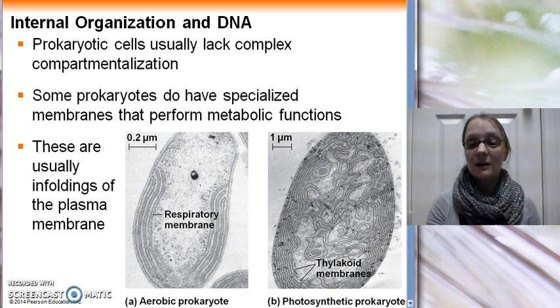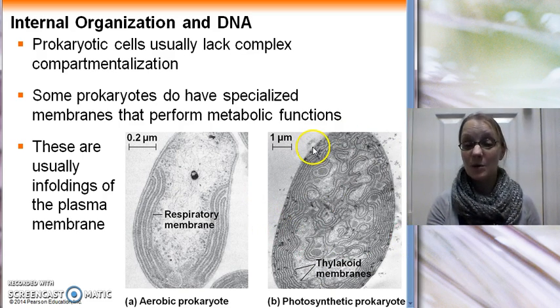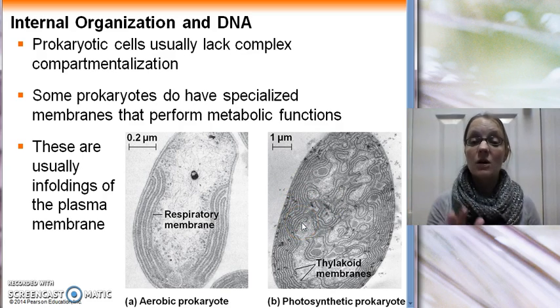On the right-hand side here, we have a photosynthetic prokaryote. And these guys have, again, infoldings in the plasma membrane, but these infoldings more so resemble those thylakoid membranes that we talked about in the chloroplast.